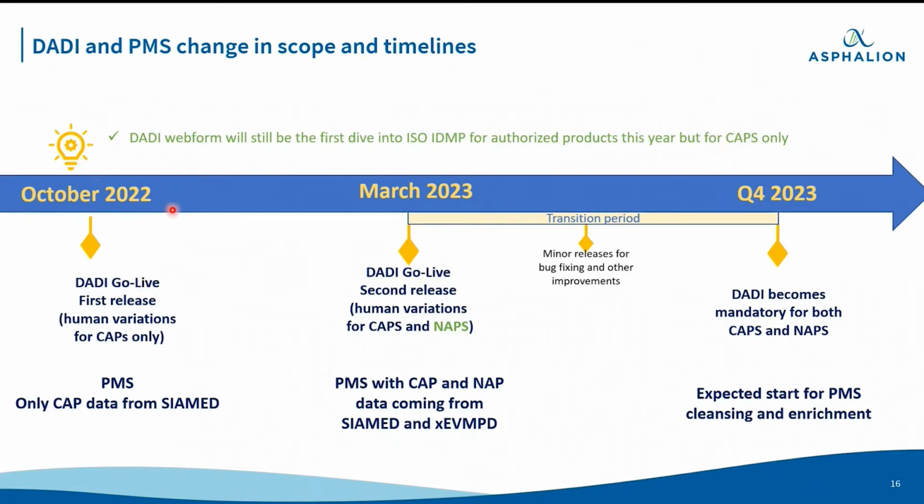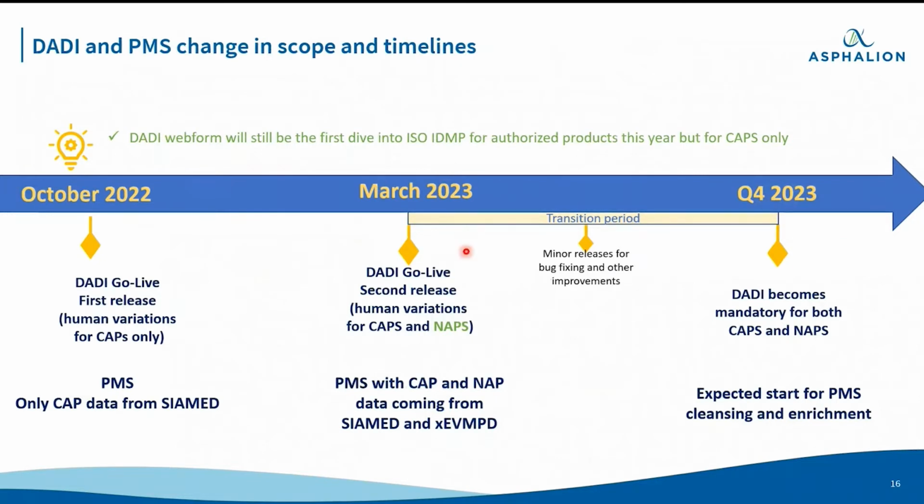So in October 2022, we have a first release for CAPs only, meaning that PMS will also have only CAP data coming from CMED. And in March 2023, there is an expected second release that will include the NAPs. That means that PMS at that point will have information for both CAPs and NAPs coming from CMED and XVMPD.